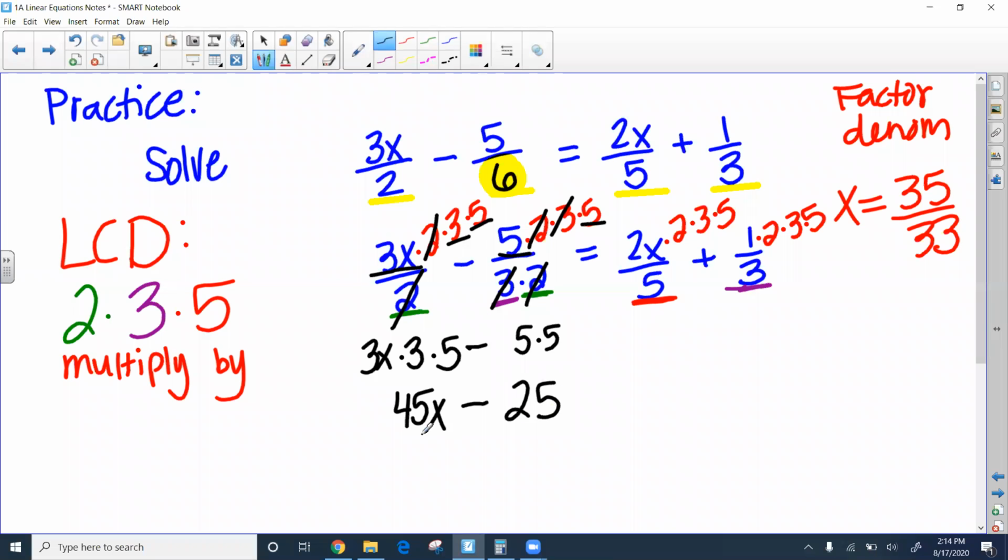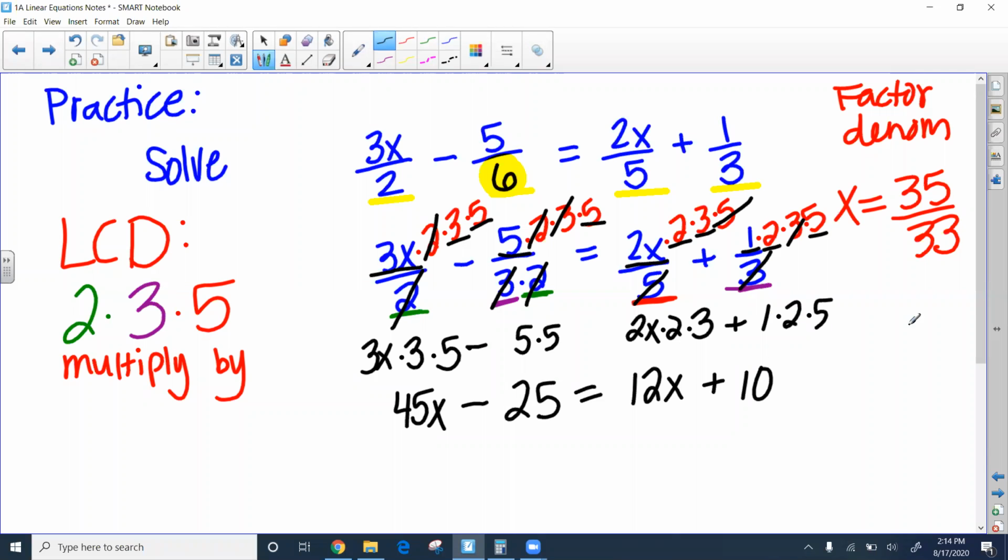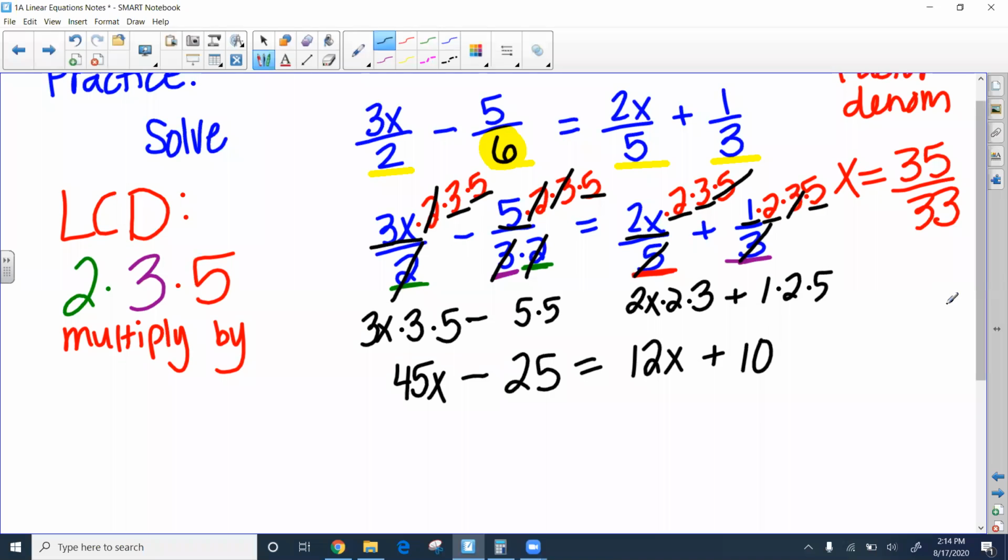So on the left side, we have 45x minus 25. Then we've got the equal sign. On the other side of the equal sign, on this fraction, the 5 divides out, and we're left with 2x times 2 times 3, which is 12x, plus, on this fraction, only the 3 divides out, and we're left with 1 times 2 times 5, which is 10.